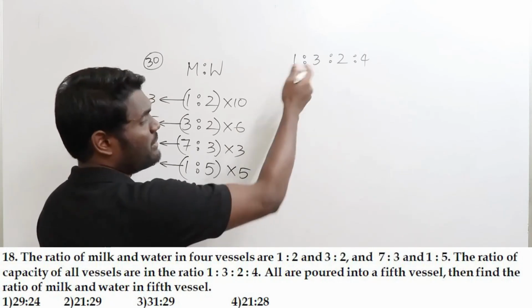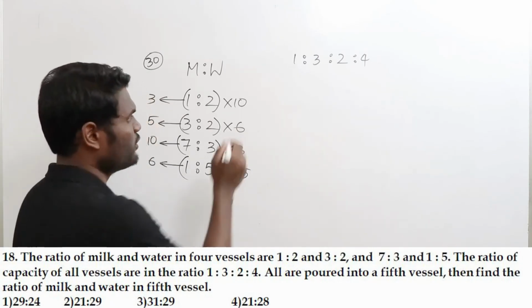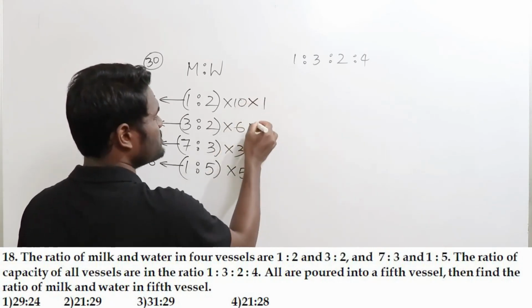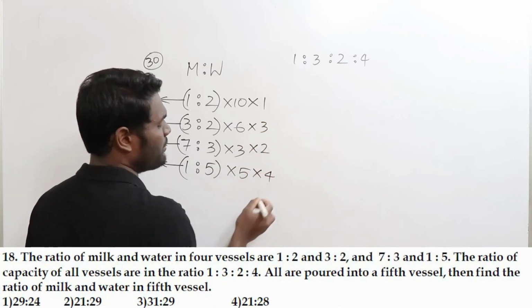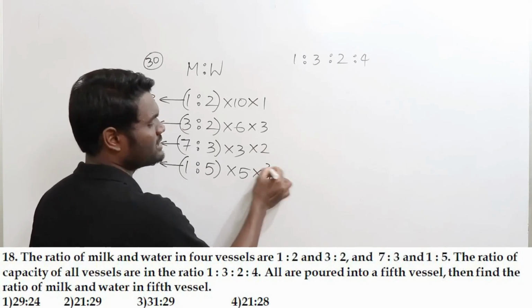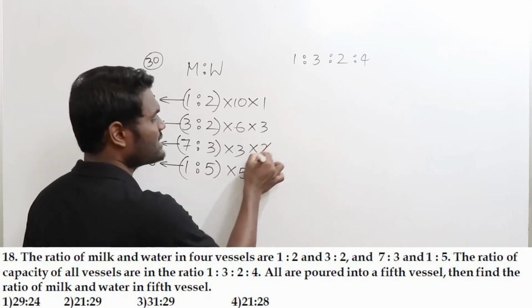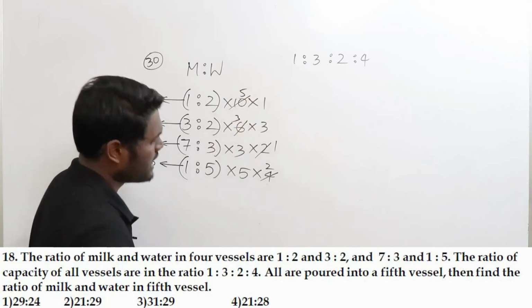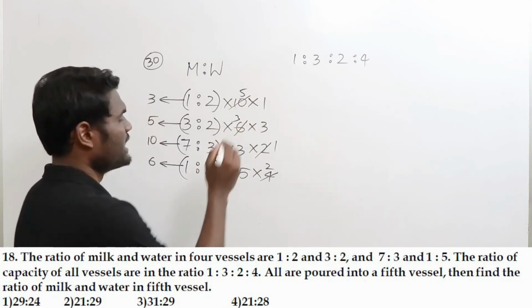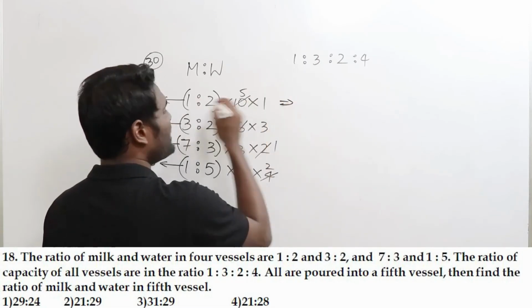Now what happened? They were mixed in the ratio 1:3:2:4. Now what happened? 4 cancels here how many times? That is like 2 cancels here 2 times. 2 cancels here 1 time, 2 cancels here 3 times, 2 cancels here 5 times. And if you observe here, no more cancellations. If you simplify this one, what happened?